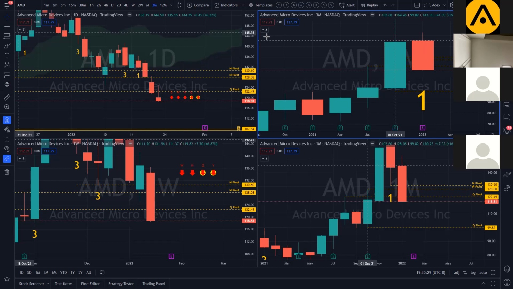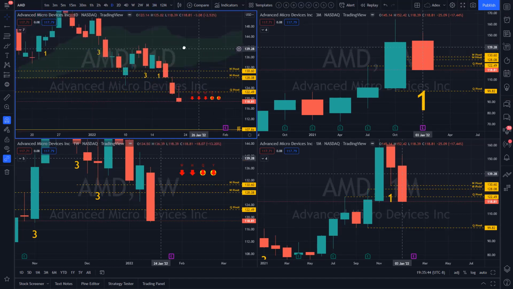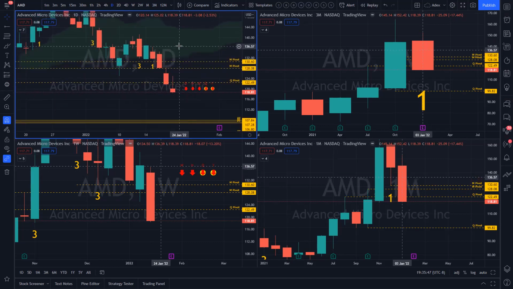Yes. The pivots refer to previous ones. You're not drawing on the current bar. The pivots are the previous pivot, so never on the current bar. It's the one before, right? It's the one before. But I want to show you something on the daily.